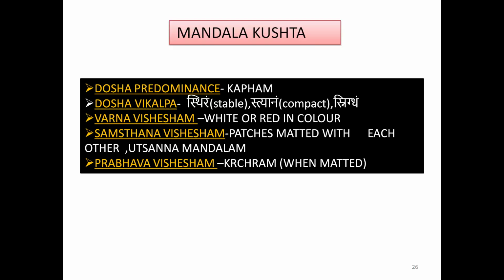Mandala kushta. Dosha predominance is Kapha, and sthira, sthana, and snigdha are the dosha vikalpa. Due to the gunas of the involved dosha, we can see these features. And white or red in color, varna vishesha. Patches matted with each other, utsanna mandala is Mandala kushta. And prabha vishesha, krishna aruna.